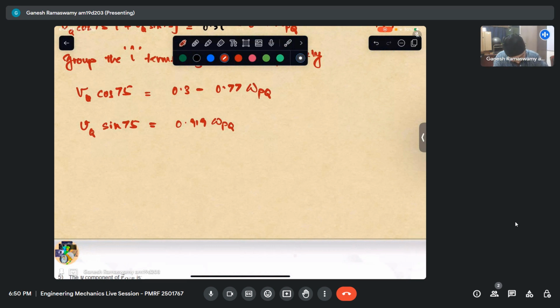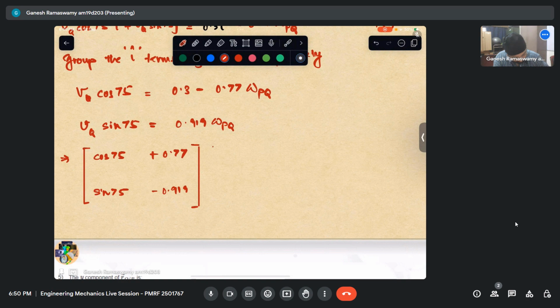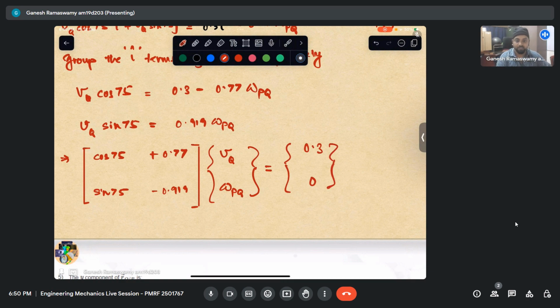Let us quickly solve this. I can write this as cos 75, plus 0.77, sin 75, minus 0.919, into V_Q and omega_PQ. And what will the right side be? It will be 0.3 and 0. If we multiply this out, we'll get the same equation. I've just written it in matrix form so that with the calculator, I can easily take the inverse.